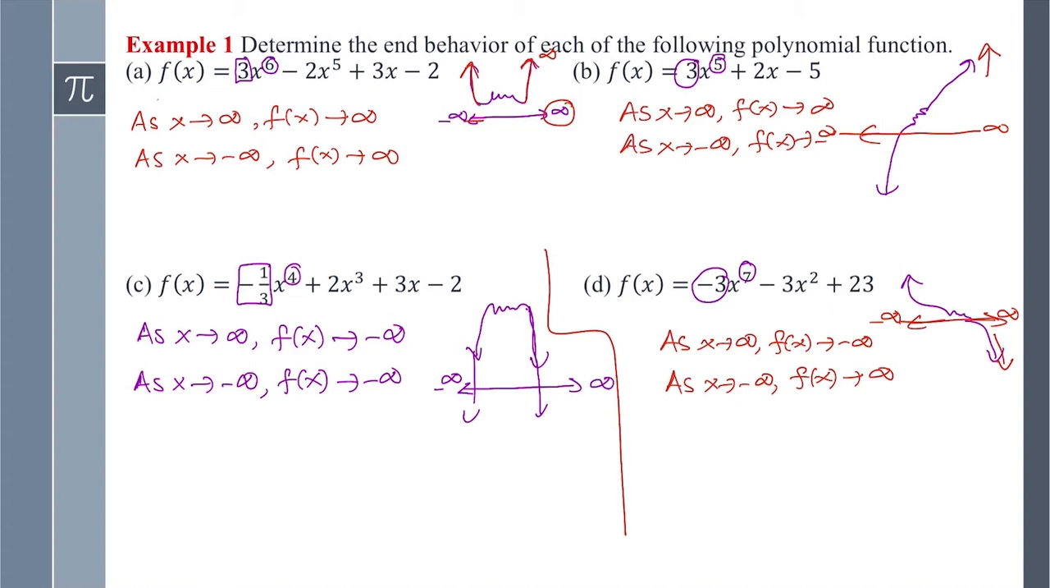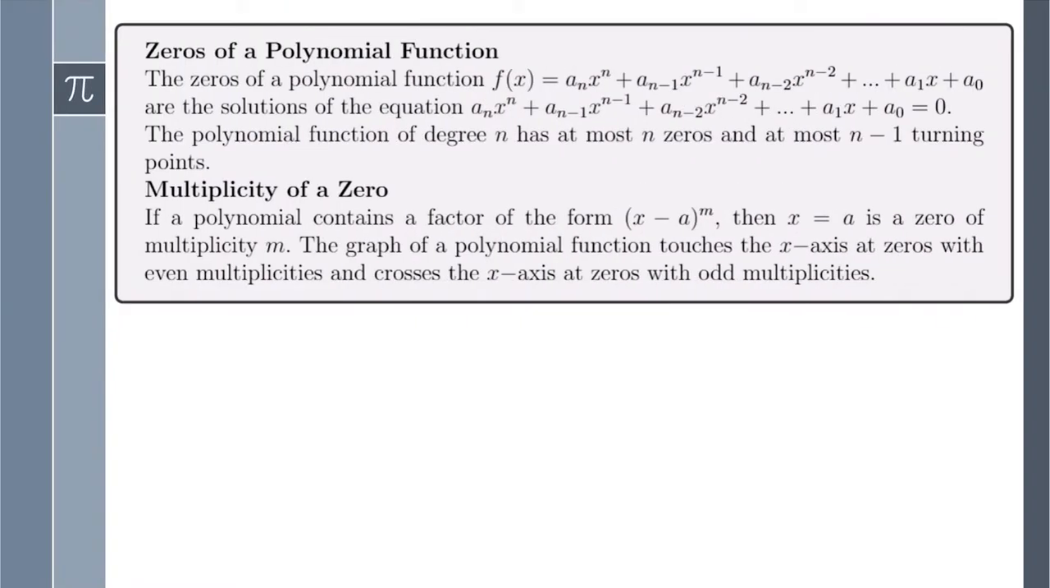So those are the end behavior of the polynomial function, and this is helpful when we are trying to graph the function. Okay. So the next one is the zeros of the polynomial function. Zeros means the x-intercept. If we have a polynomial function, the zeros of the polynomial function are given by solving this equation. So if we set the polynomial function equal to 0 and solve this equation, that gives us the zeros. There are two things that are true.